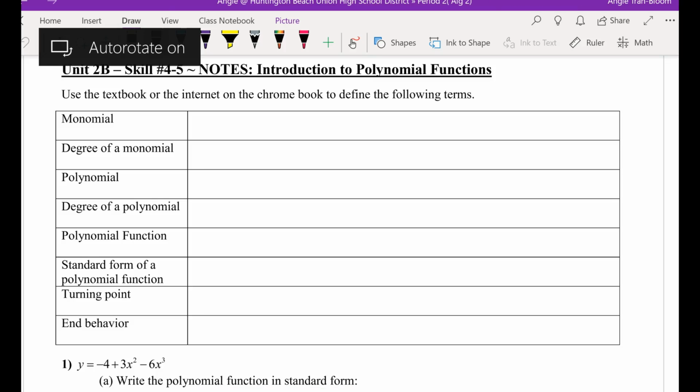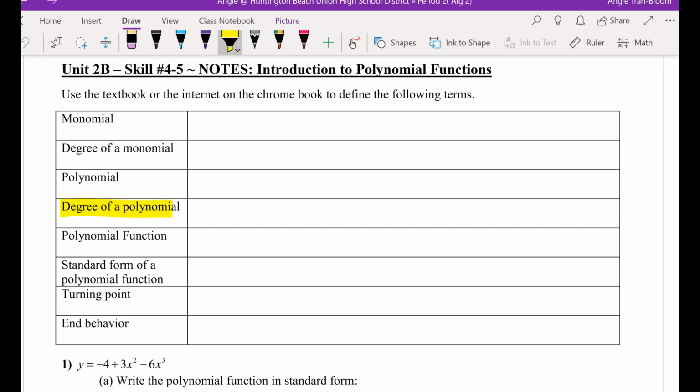So yesterday you guys did all the vocab already. Can you help me read, Hannah? Can you help me read the degree of a polynomial? What does it say in your paper?